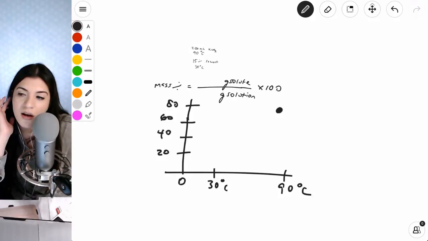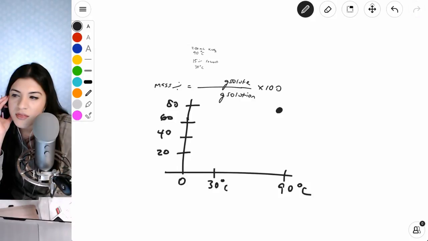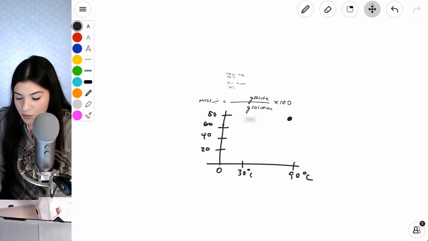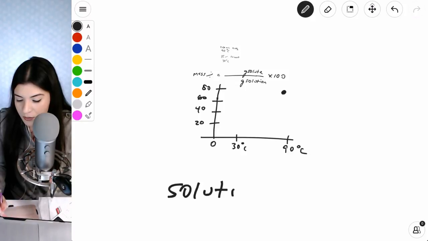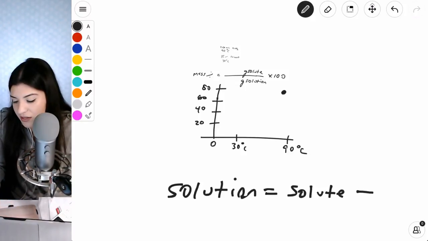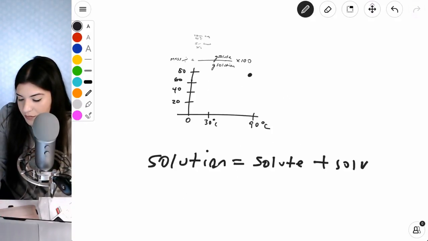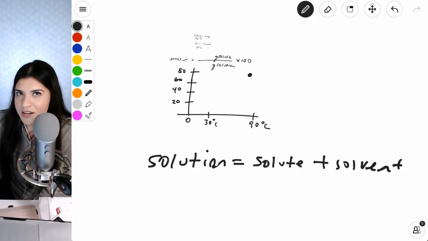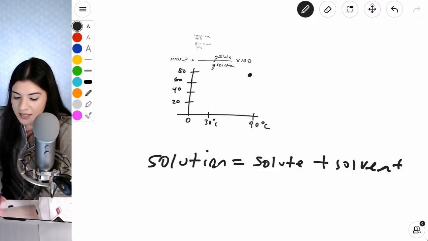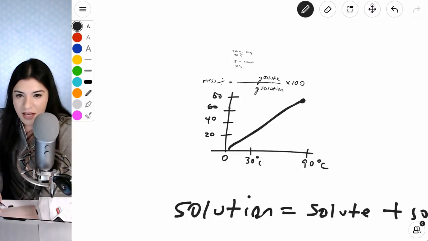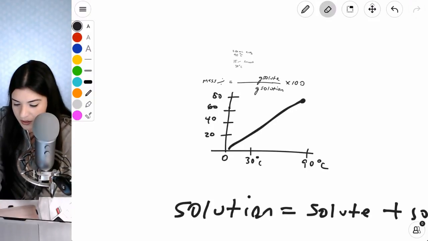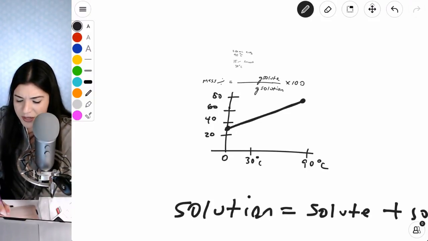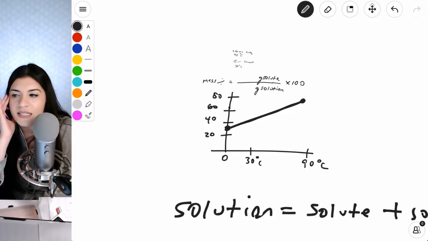If it says that 15% of our solvent evaporates as the solution is slowly cooled, then I would think of it this way. Your solution is equal to your solute plus the solvent, and if 15% of that solvent evaporates, then our solution is decreasing. That would look like this, and possibly could have been at 30. I would have had to see the table that they provided, which I'm pretty sure they did.